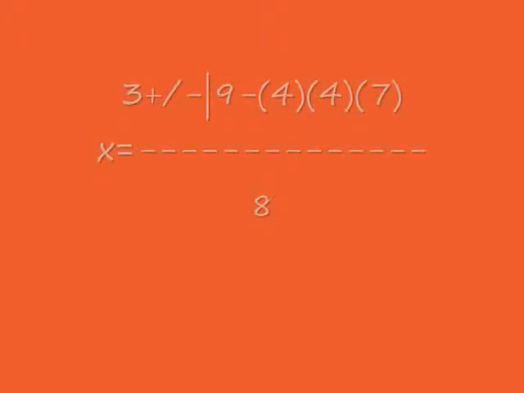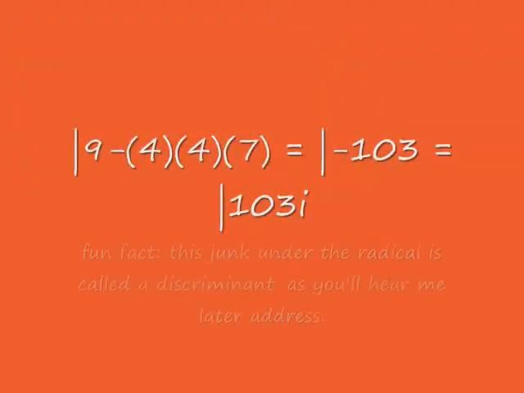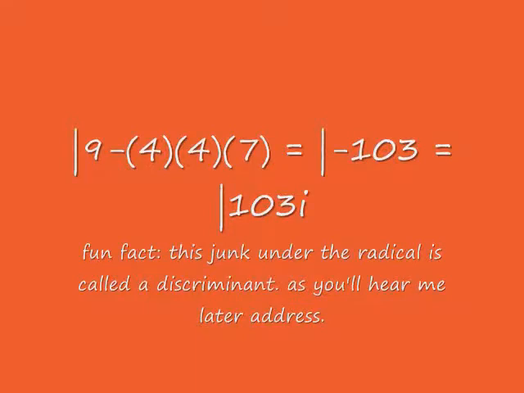Alright, so just start filling in things, and you'll have x is equal to 3 plus or minus the square root of 9 minus 4 times 7 all over 8. I skipped a bunch of steps just because I think you're smarter than that. So, if you multiply all the stuff out underneath the radical, you'll get negative 103. Since you can't take the square root of a negative number, it's 103i for imaginary. So basically what you'll get there is x is equal to 3 plus or minus the square root of 103i all over 8.